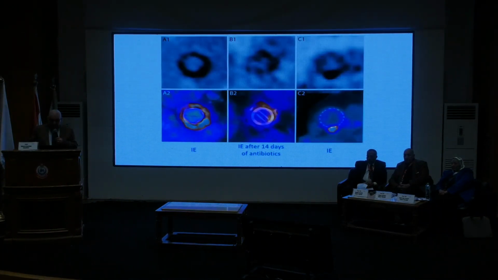This is an example of images for patients with infective endocarditis. A and C are patients without treatment, and B is a patient with infective endocarditis under antibiotics. You can see that, of course, the findings under antibiotics are not as striking as the findings in patients who are antibiotics naive.